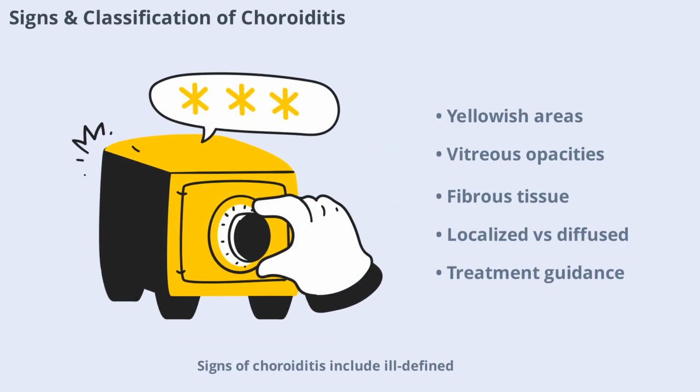Signs of choroiditis include ill-defined yellowish areas beneath retinal vessels, punctate or diffuse vitreous opacities, and white fibrous tissue surrounded by black pigment. Classification is based on lesion number and location: localized, central, juxtapapillary, peripheral, or diffused, disseminated throughout the fundus. Diffused choroiditis always involves the anterior uvea. Accurate classification guides treatment and prognosis.